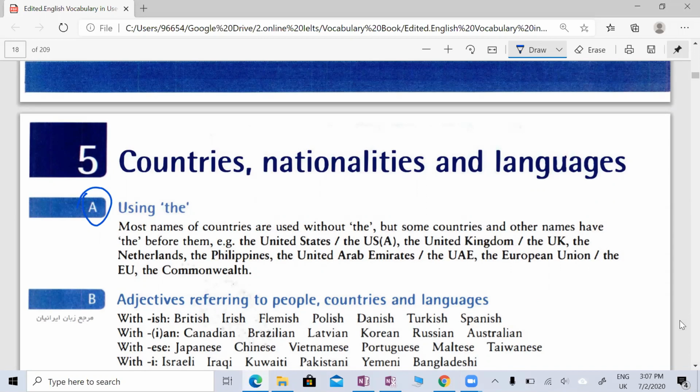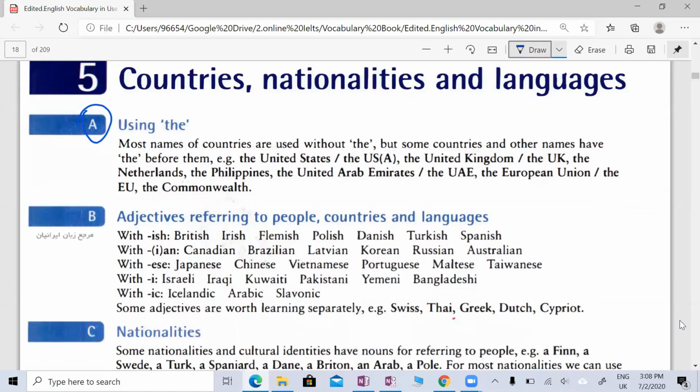For example, the United States, the USA, the United Kingdom, the UK, the Netherlands, the Philippines, the United Arab Emirates, the UAE, the European Union, the Commonwealth. And these are different countries where we use "the" with them.